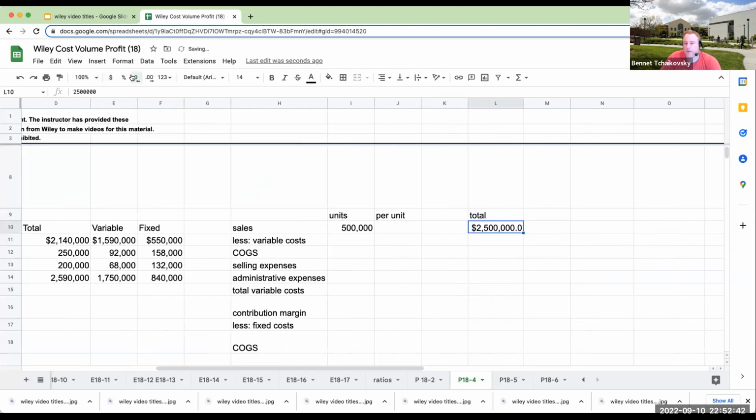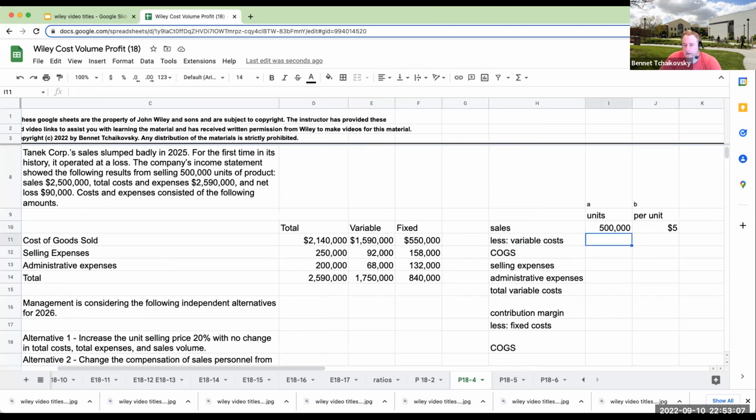Sometimes I have to back into these numbers. So my sales price per unit is going to be $5. How did I get that? Well, A times B equals C. If I have A and C but not B, I divide 2.5 million by 500,000, and I get the $5. We also know that if we had 500,000 units sold, we must have had 500,000 units of cost of goods sold, selling, and administrative expenses.